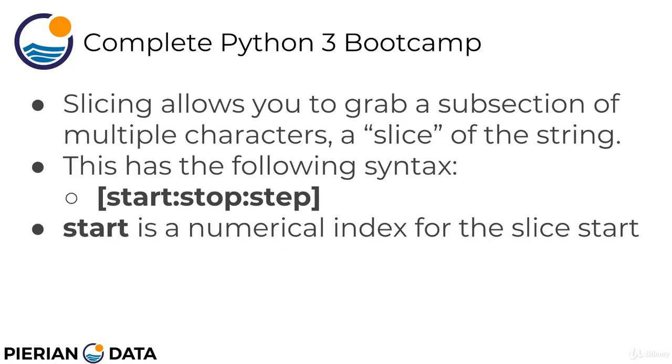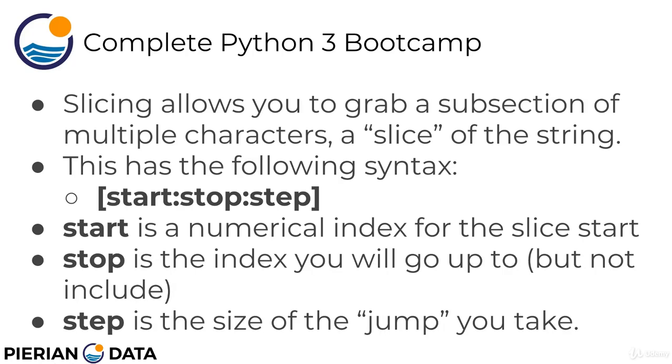Slicing allows you to grab a subsection of multiple characters, otherwise known as a slice of the string. This has slightly different syntax. Again, it's going to be in square brackets, but because we're grabbing a subsection, we're able to define three parts: start, stop, and step. This goes in square brackets with a colon separating each of these three terms. Start is the numerical index of the slice start. Stop is the index you will go up to, but not include. That's an important note, and we're going to really focus on that in the examples we'll see in just a bit. And step is the size of the jump you take from start to stop.